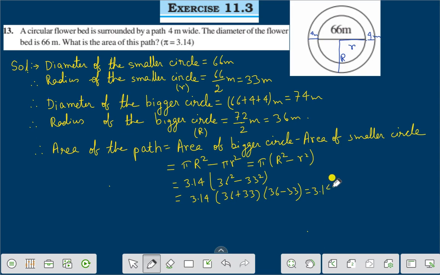Therefore we are getting 3.14 into 36 plus 33, that is 69, into 36 minus 33, which is equal to 3. If we multiply all these numbers, that is 69 multiplied by 3, then we will get 207.